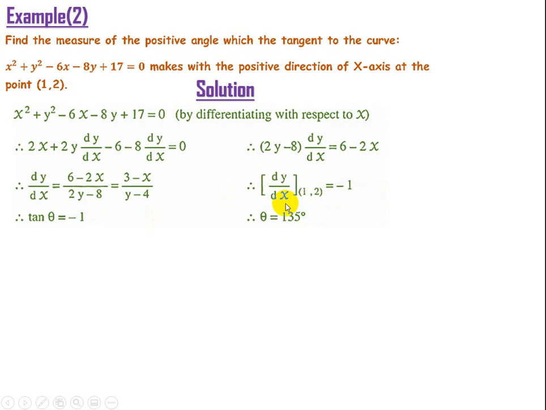Substituting by the point (1, 2), dy/dx = -1. So tan theta = -1. So this angle lies in the second quadrant. After taking tan inverse of 1, it will be 45. So the angle is 180 - 45. It will be 135.